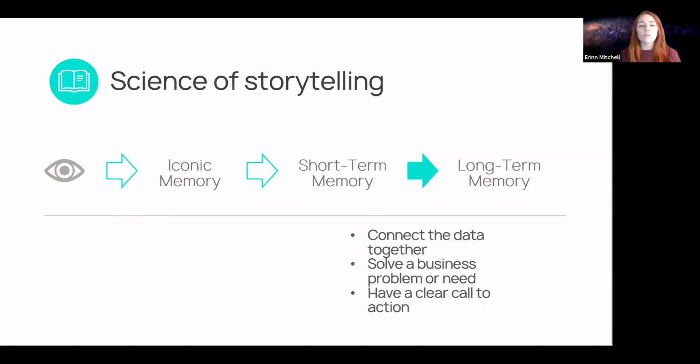So finally, passing from short-term memory into long-term memory. Some tips there would be to connect the data together. So with a dashboard, have those different components relate to each other, tell the story, solve a business problem or need, and then have a clear call to action. So with the goal of telling a good story in order to store data in that long-term memory, keeping all those different tips in mind will help you create a dashboard that has impact and tells a good story.